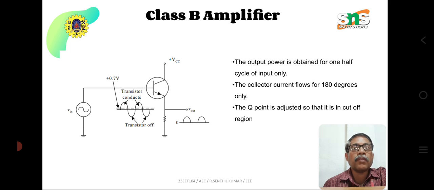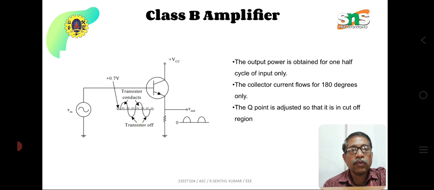The circuit diagram of a class B amplifier is shown here. A transistor is connected, and the base of the transistor is connected to an AC input signal, and the emitter is in a common emitter configuration. It is grounded with the help of an emitter resistance, and the collector is given to the supply VCC. The collector current is allowed to flow for 180 degrees only.